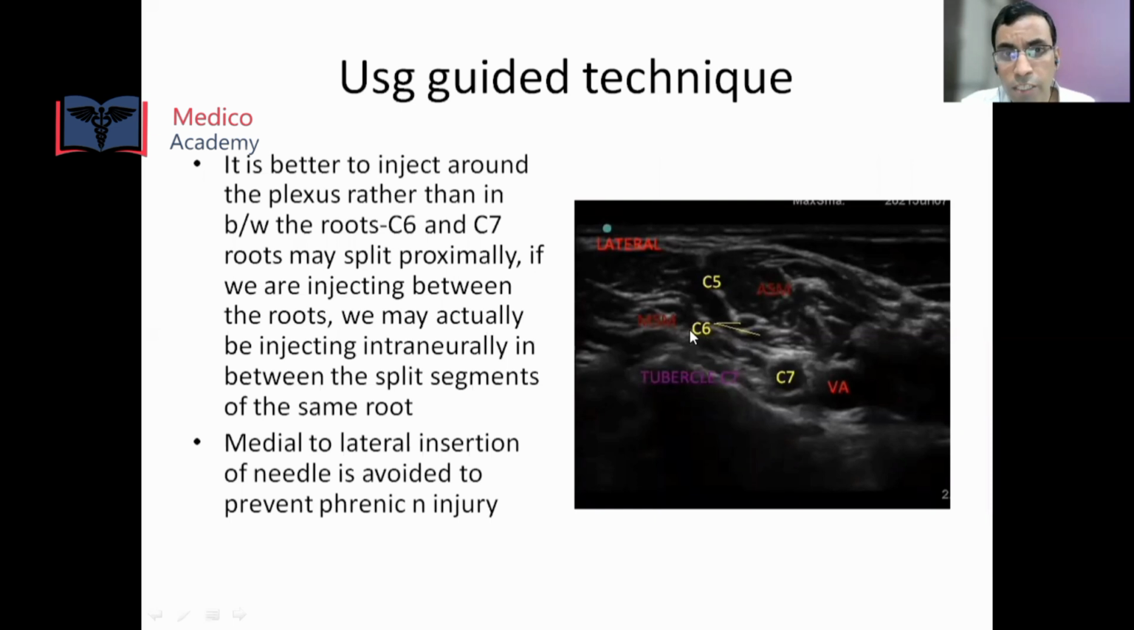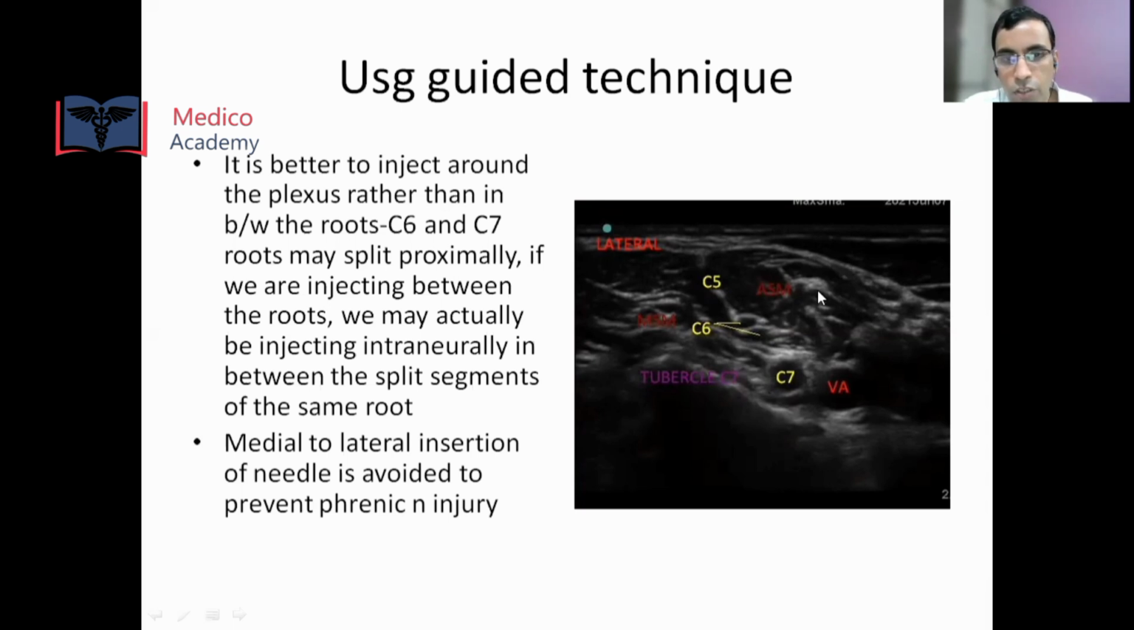As I told you, it is better to inject around the plexus rather than in between the roots, because C6 and C7 are known to split proximally. So if we are injecting in between the roots, we may actually be injecting intraneurally and may cause intraneural injection and paralysis.